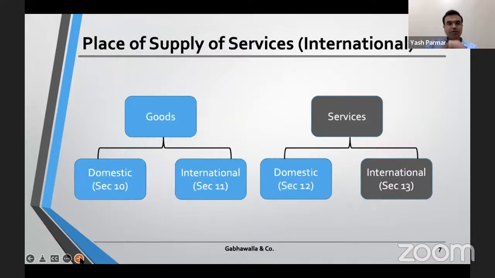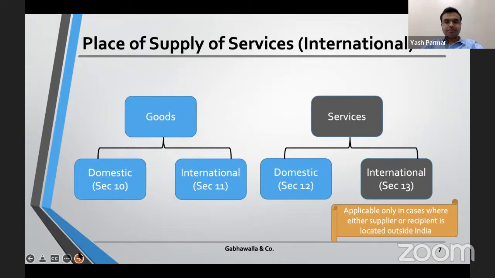With this, we will go to the next section, which is part of today's discussion, and it is Section 13 of the IGST Act, which deals with place of supply of services for international transactions.